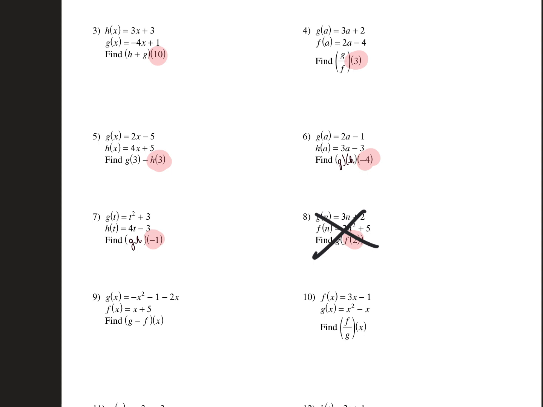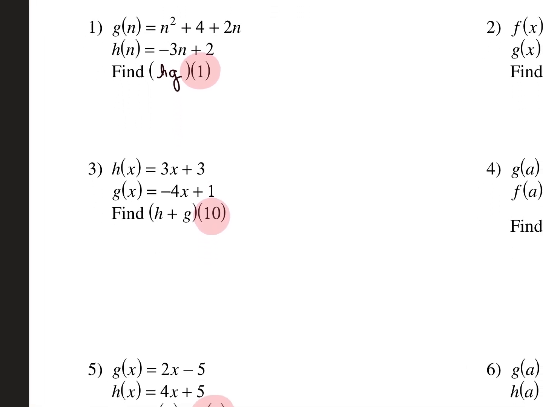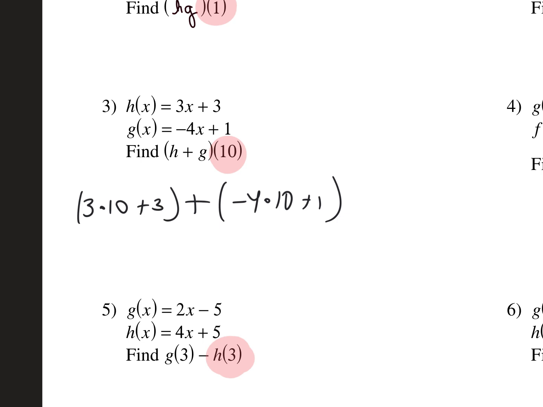You can do this one of 2 ways. Let's look at number 2. If you wanted to say, okay, in my h function, I'm going to say 3 times 10 plus 3, plus in my g, negative 4 times 10 plus 1. Do you see how I kept them separate and I put the number in?